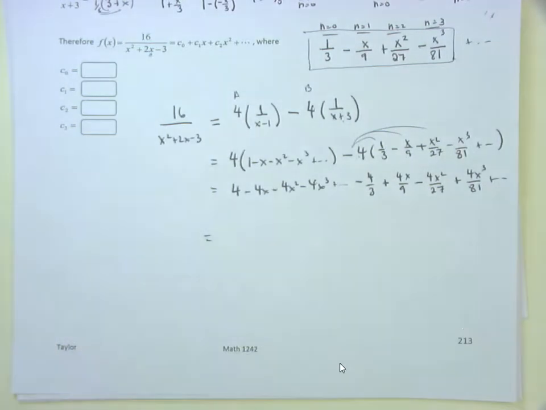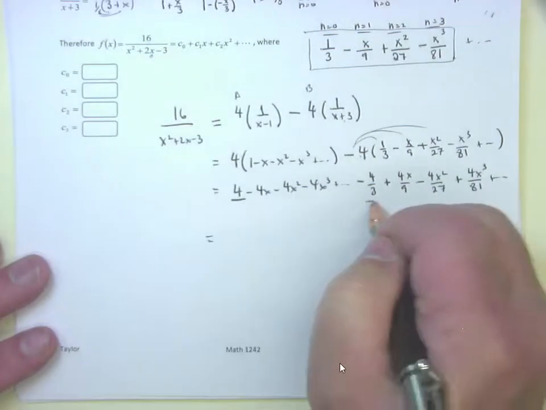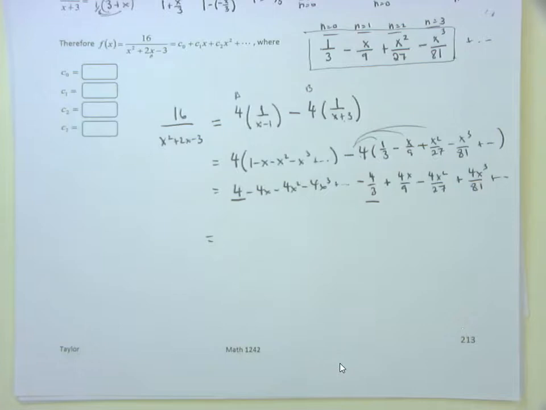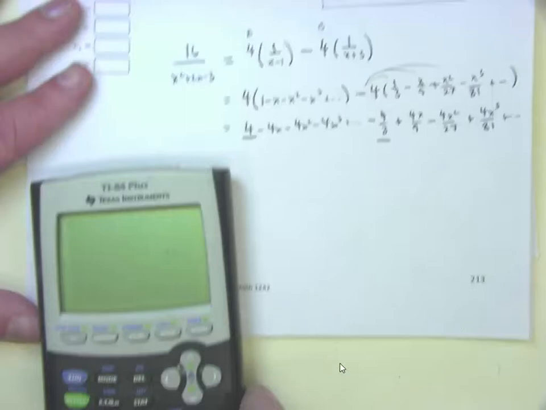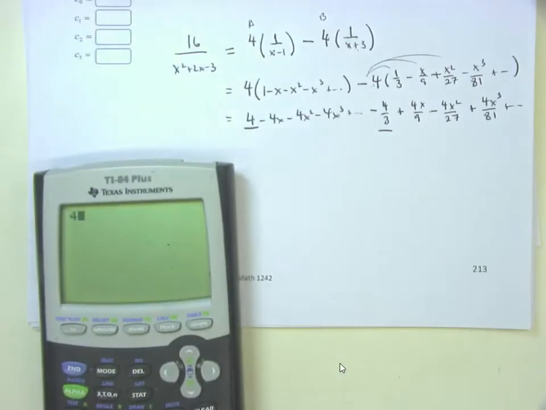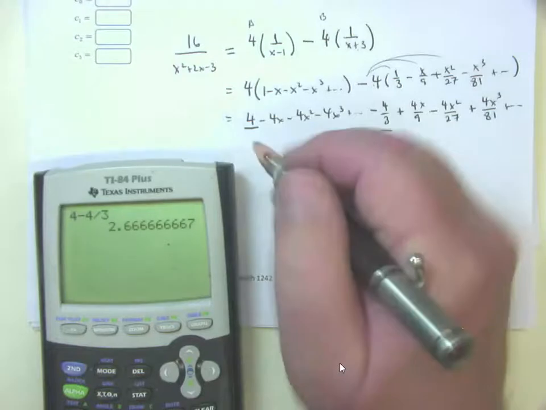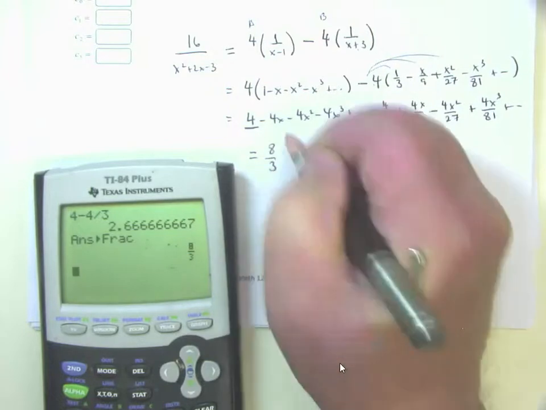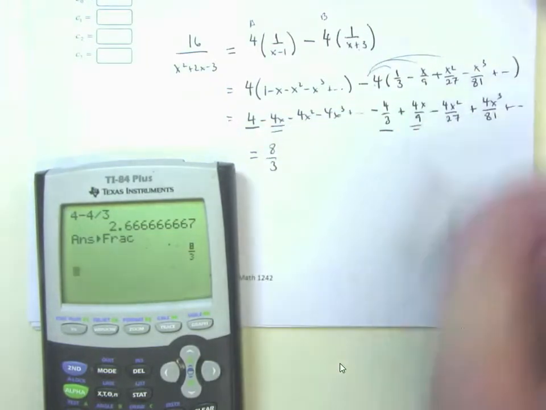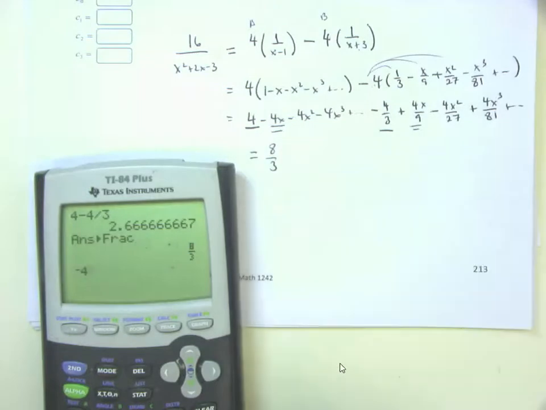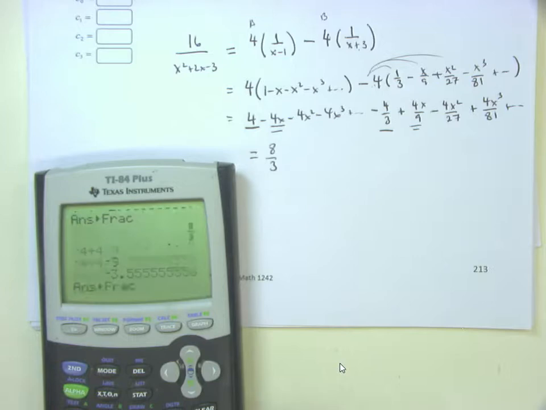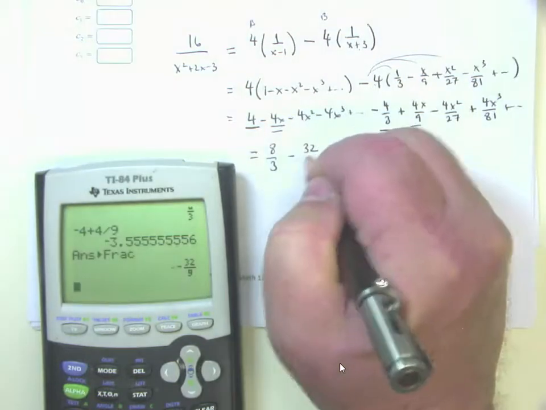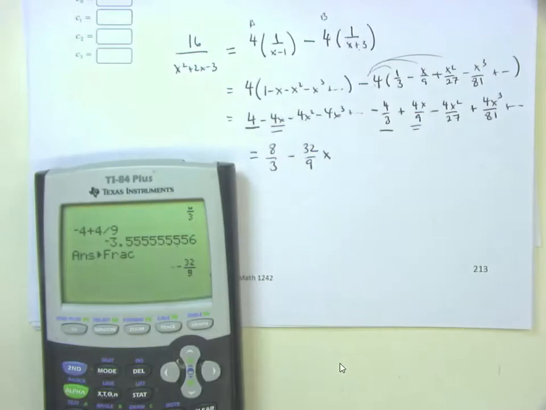But we're not done. I want to combine like terms, clean this stuff up. Your constant: 4 minus 4/3. And I'm just going to go quickly on the calculator over here, just to let you guys know what I'm doing. 4 minus 4/3, convert it to a fraction, good, that'll be 8/3. Now combine your x's. I got a negative 4x and a plus 4/9 x. That's going to give me minus 32/9 x. Yeah, question.